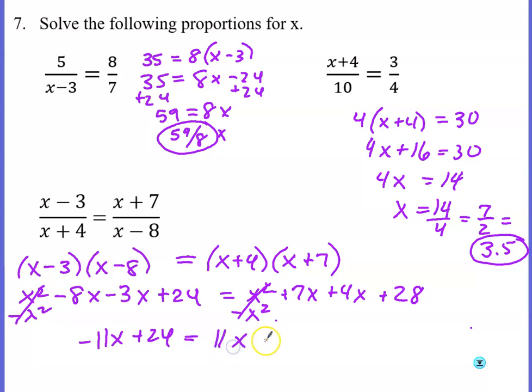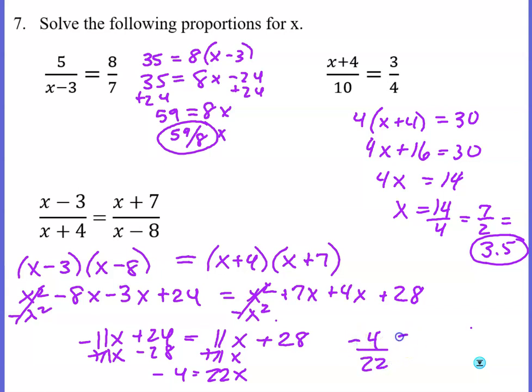Oh my goodness, we've got 11 on both sides. But when I go to add 11 here, that doesn't cancel. It gives me 22x. I'm going to subtract 28. I get negative 4. Careful, divide by 22.